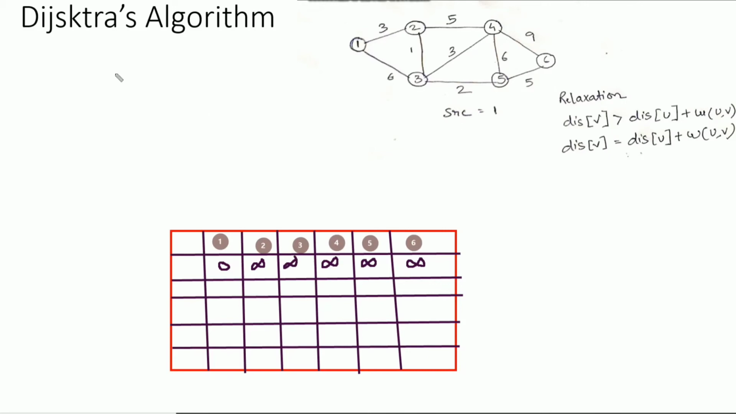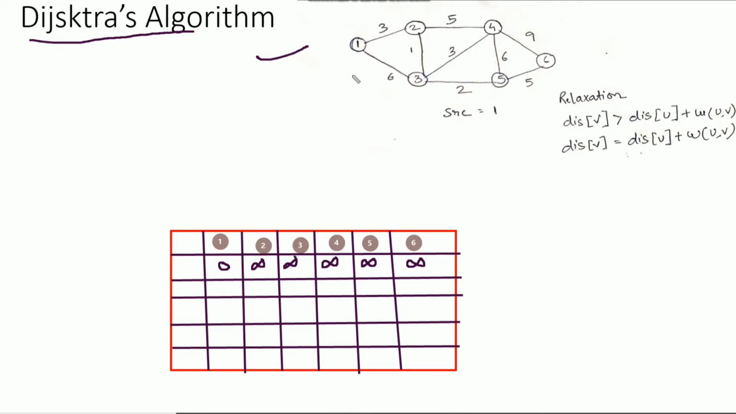Hello friends, in this video I'll be explaining Dijkstra algorithm. This algorithm is a single source shortest path algorithm. It is used to find the shortest distance from the source vertex to all other vertices that are available in the graph. So consider this graph, which is an undirected weighted graph.